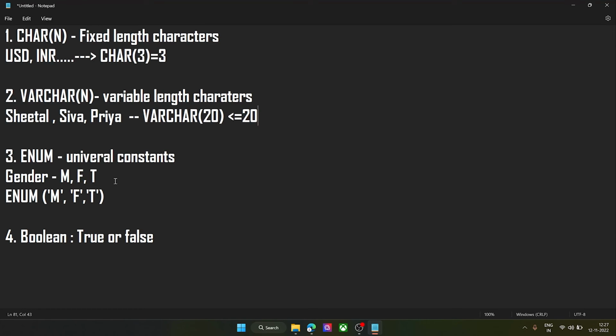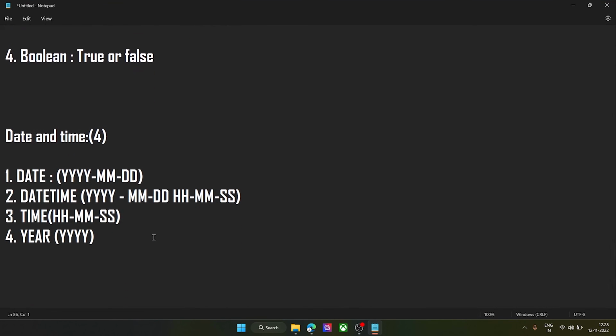For example, days in a week: Monday, Tuesday, Wednesday, Thursday, Friday, Saturday, and Sunday. You have 7 days. You can put that in enum, and it's like a drop down in which we click. And gender is only 3: male, female, and transgender. In a similar way, the solar system consists of 8 planets, and you can have those in enum. So whatever is a universal constant, you can put in enum. And the fourth type is Boolean. Boolean is nothing but a true or false type. If it's true or false, it will be indicated in that.